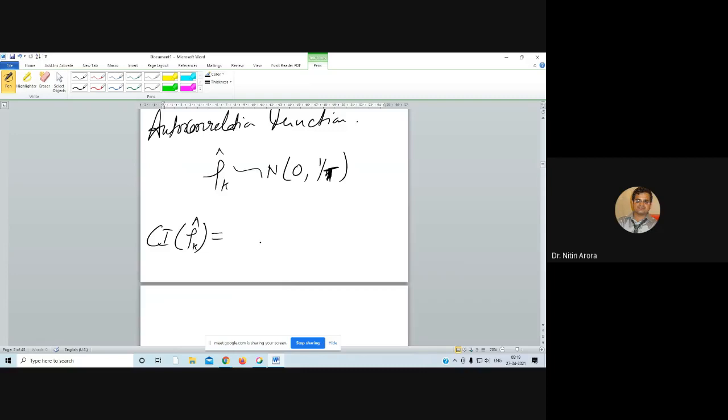If you remember that formula for this, it is rho k cap plus minus z 0.05 standard error of rho k cap, right?